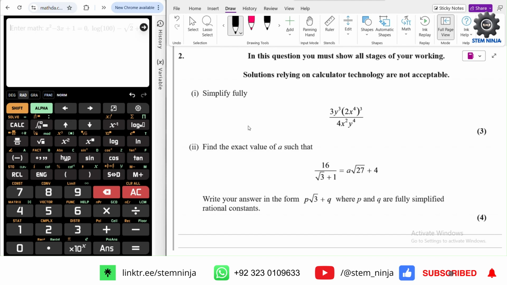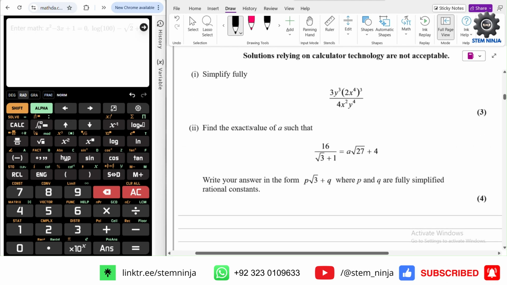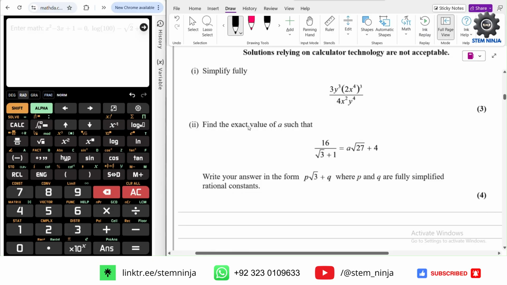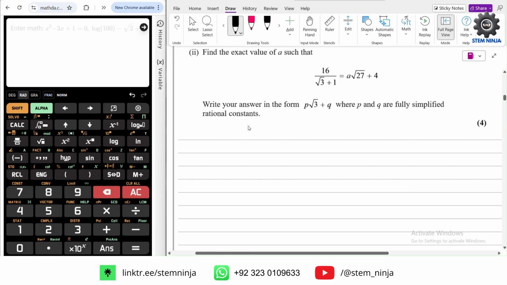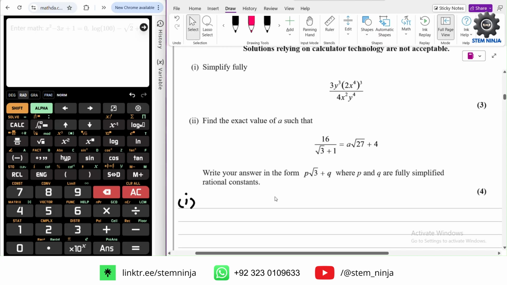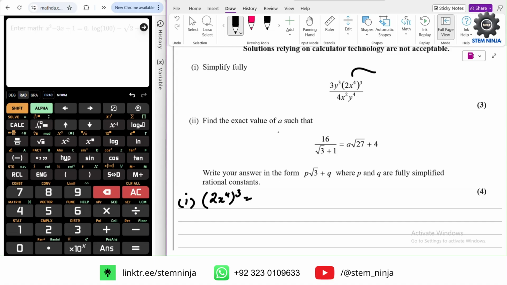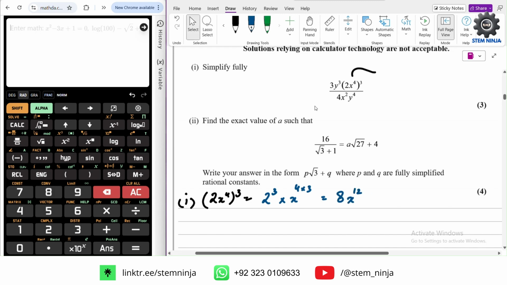Okay. Simplify fully (3y^3 (2x^4)^3)/(4x^2 y^4). Okay. So first off, what we need to do is to expand this one. So (2x^4)^3 can be expanded into 2^3 times x^(4 times 3). So this would be 8x^12.